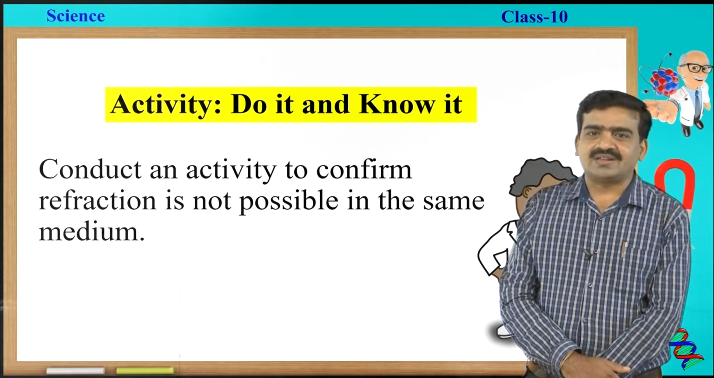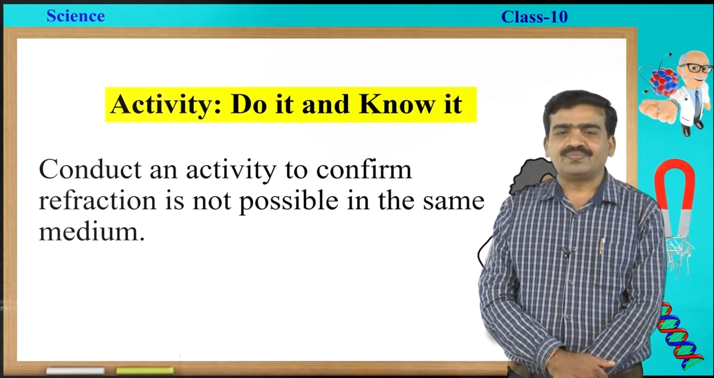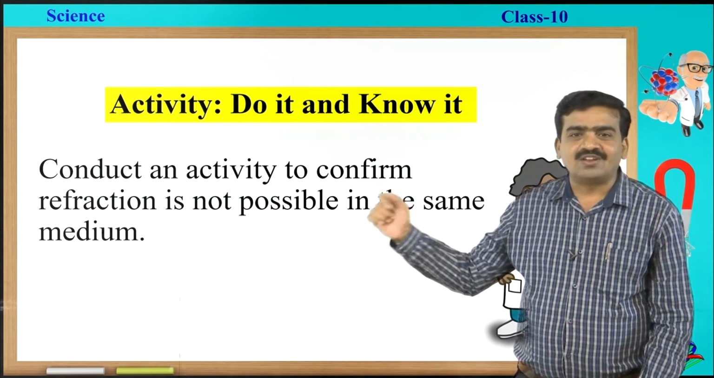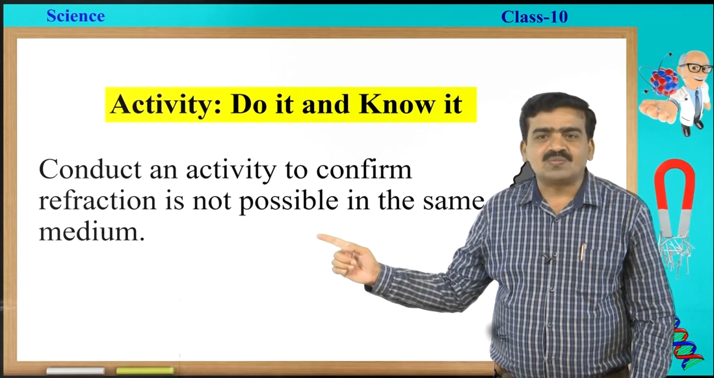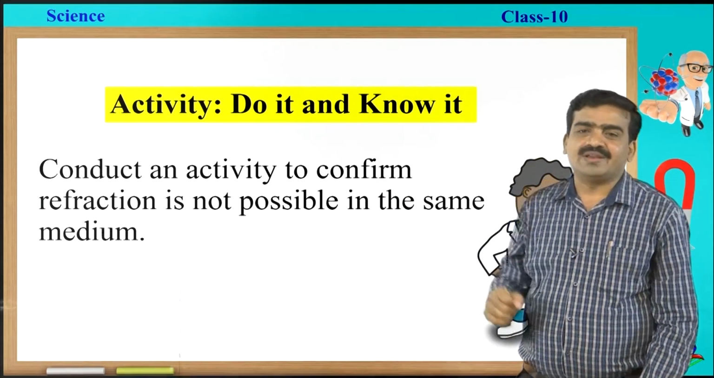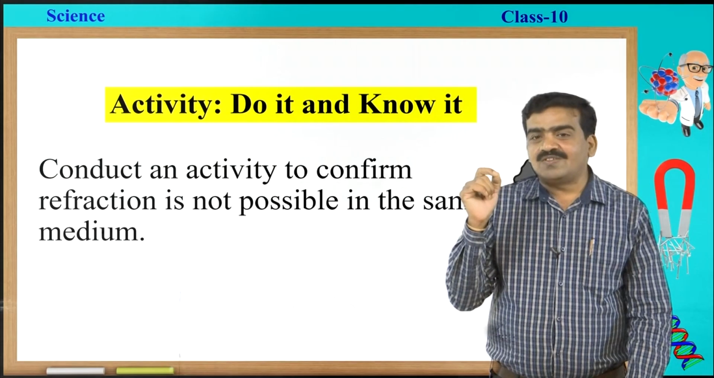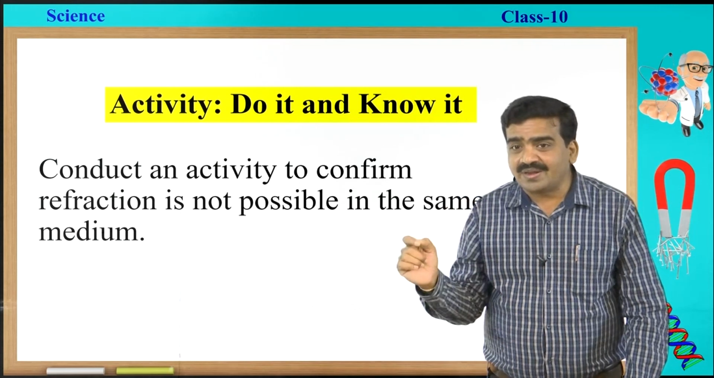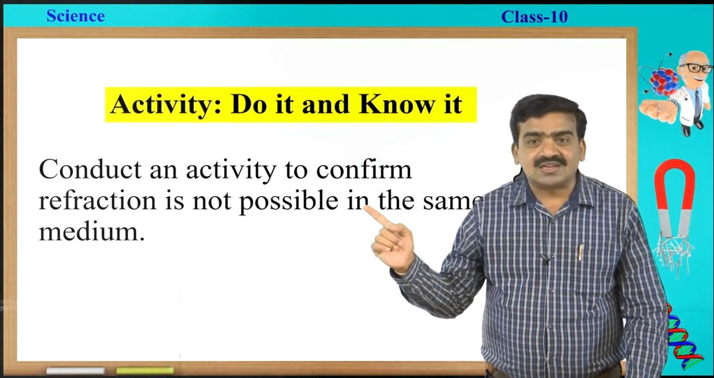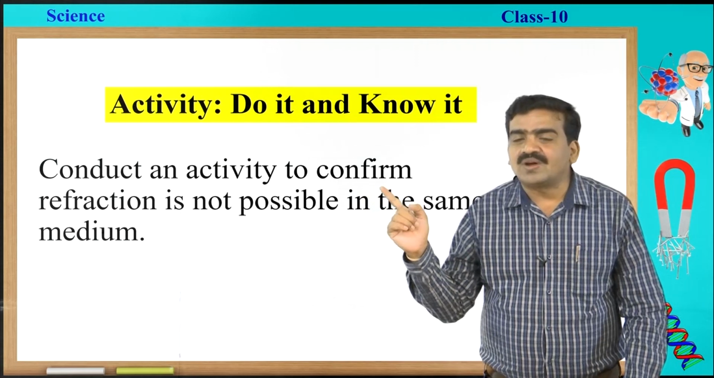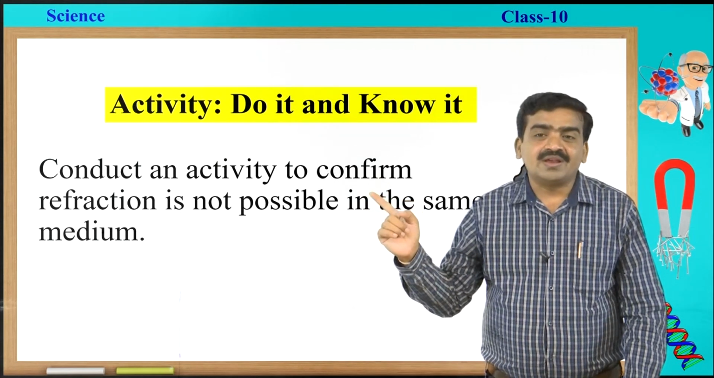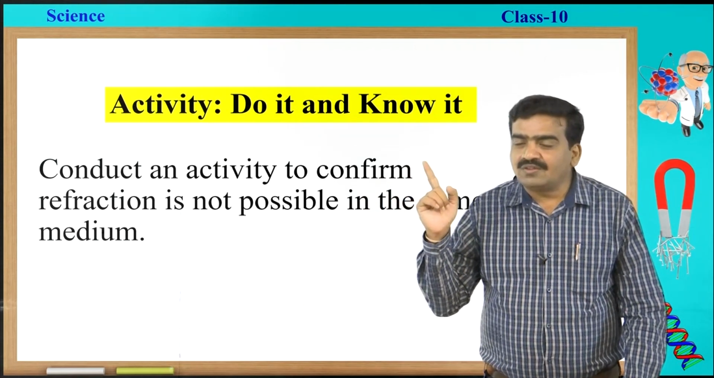You have an activity, do it and know it. Conduct an activity to confirm refraction is not possible in the same medium. You have learned that refraction takes place only when the ray of light travels from one medium to another medium, and you have to confirm that refraction is not possible in the same medium or in only one given medium.